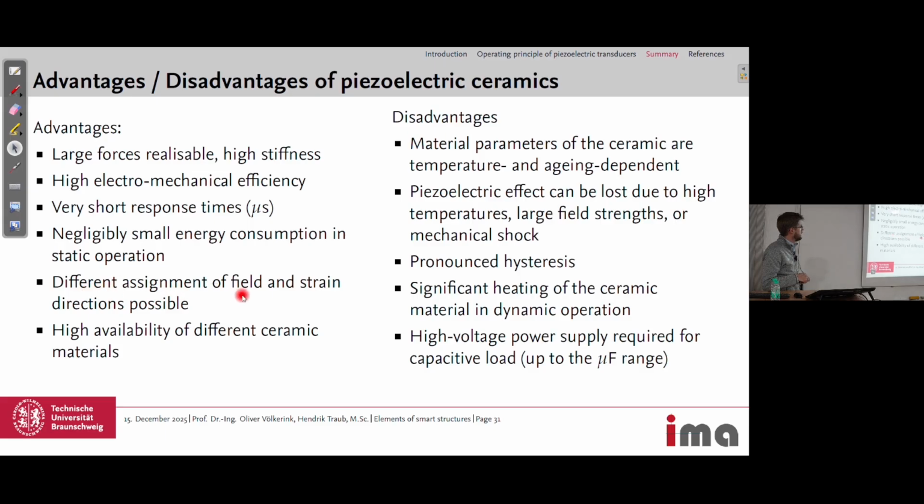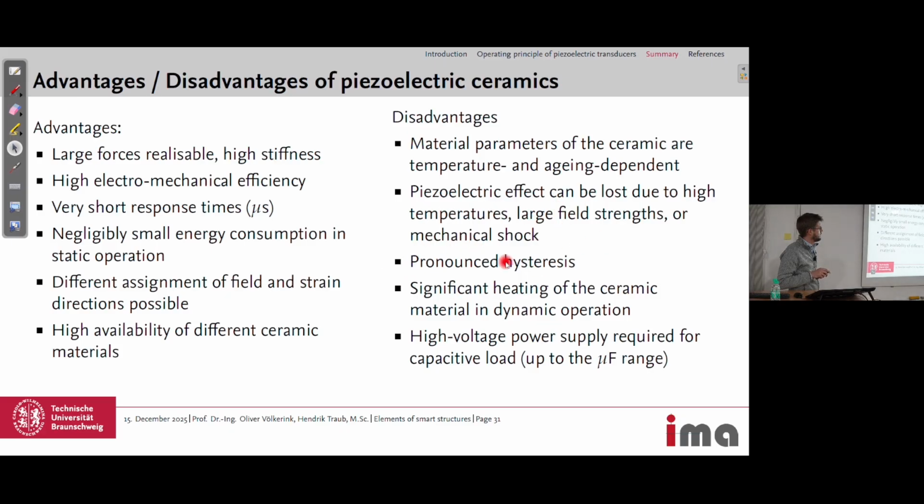Different assignments of field and strain directions are possible, and the materials are highly available, for example different ceramic materials like lead zirconate titanate. The disadvantages are that the material parameters are temperature and aging dependent. We can lose the piezoelectric effect due to high temperatures above the Curie temperature, due to large field strength, or due to a mechanical shock.